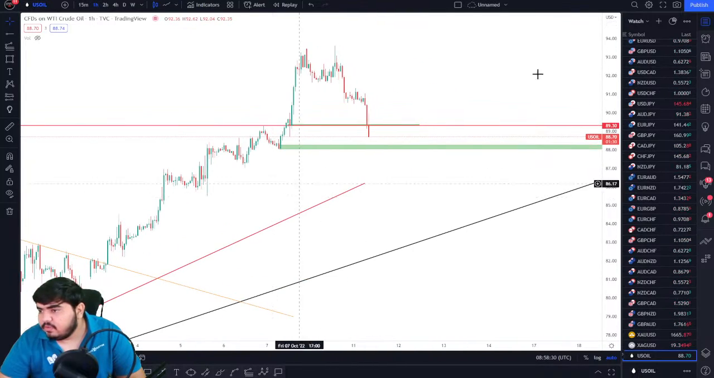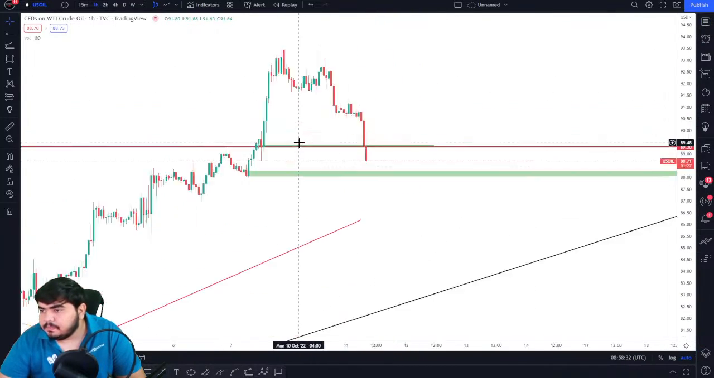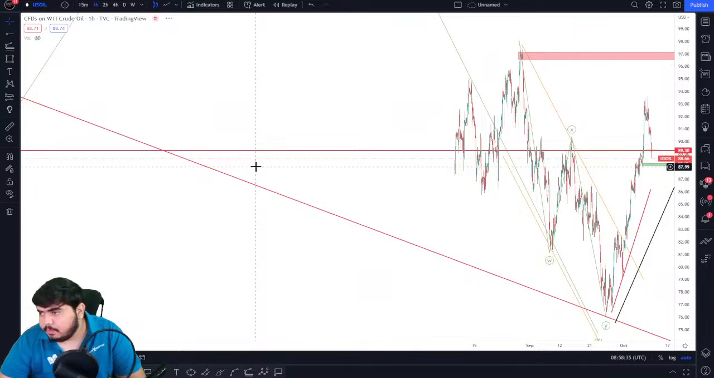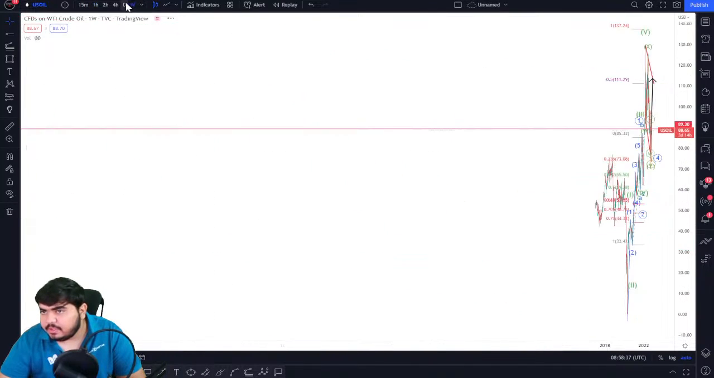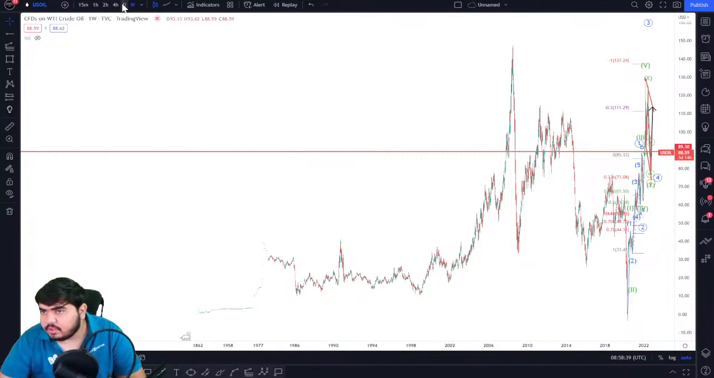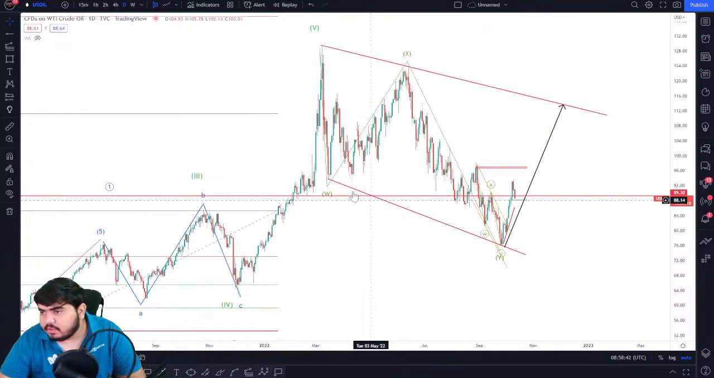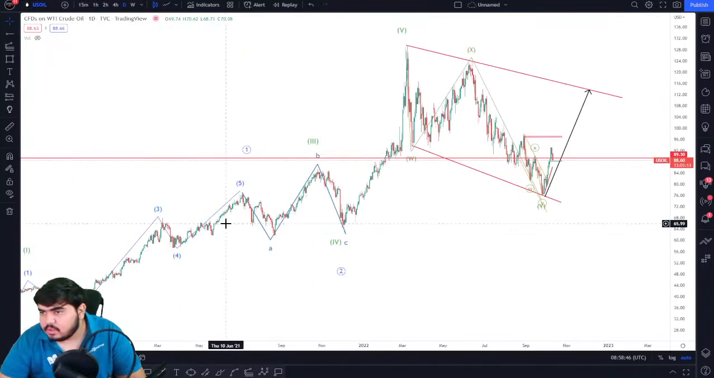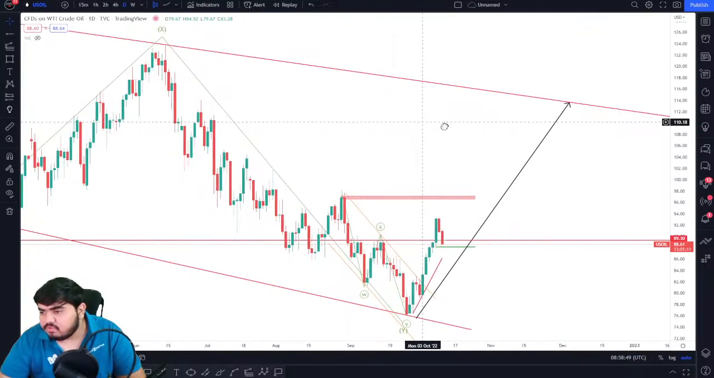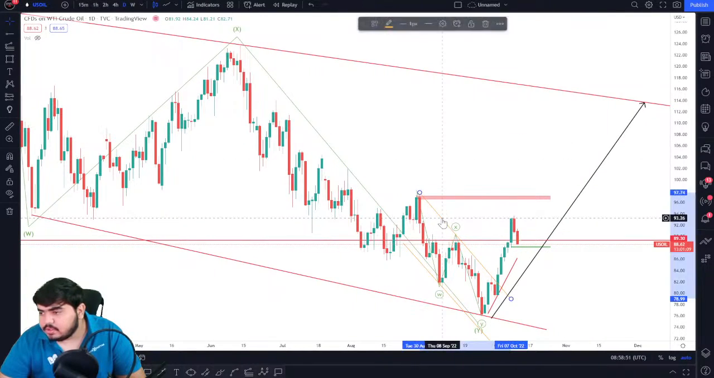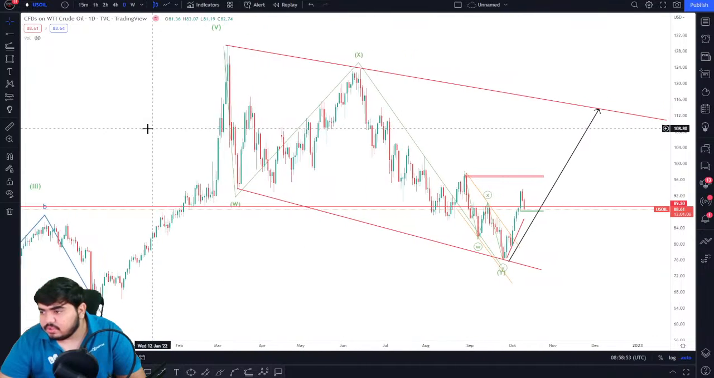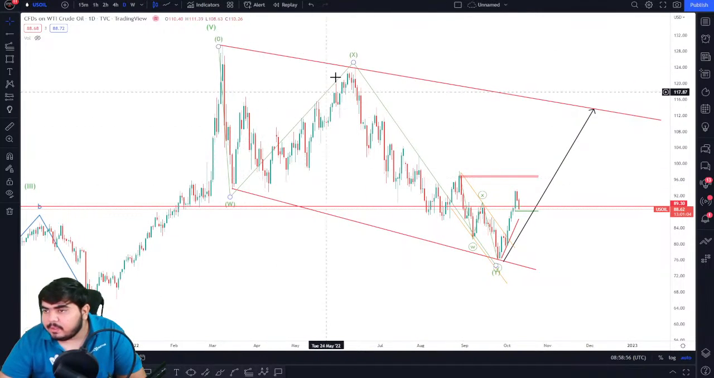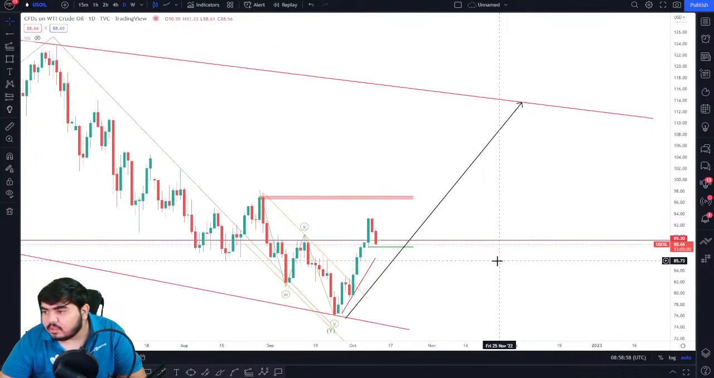Okay, let's have a look at US oil, because that's very interesting. What's going on with the US oil right now? That is very interesting, so I'm going to remove this. If we just focus on this area, we can see the market has made this WXY right here, and we have this descending channel that has broken above.